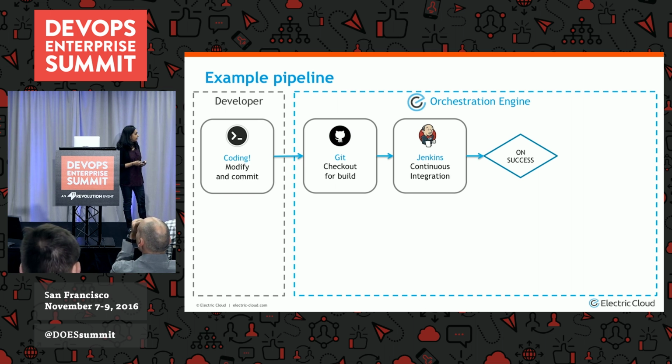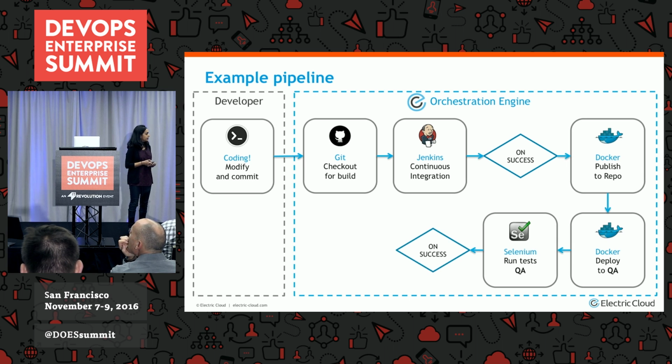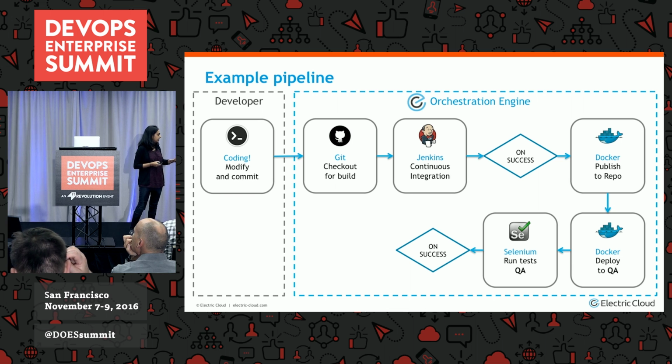Running the build itself through Jenkins, and then on success, using Docker, so the application is built as a Docker image and published to a Docker repository, and then deployed to the QA environment. So in all of these places, you can imagine the different tools you might be using instead.